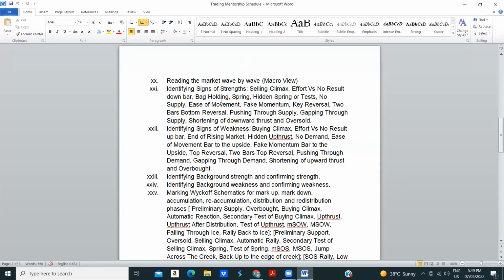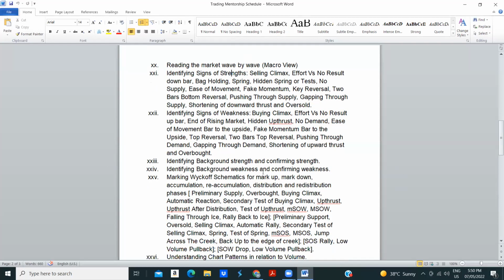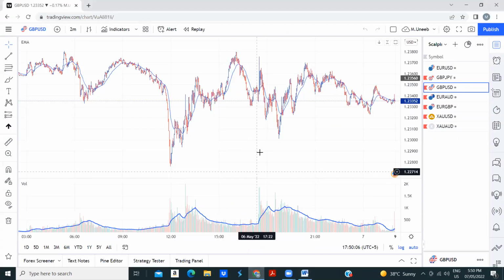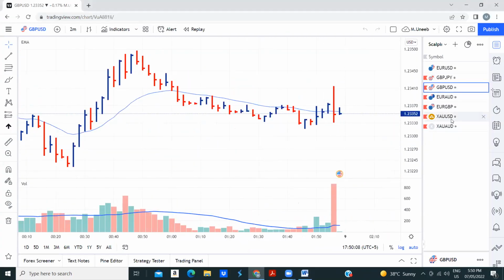Okay, so identifying sign of strength and sign of weakness. These are the most important, and then we have the background and weakness. These four things we'll discuss here. So the sign of strength, sign of weakness.